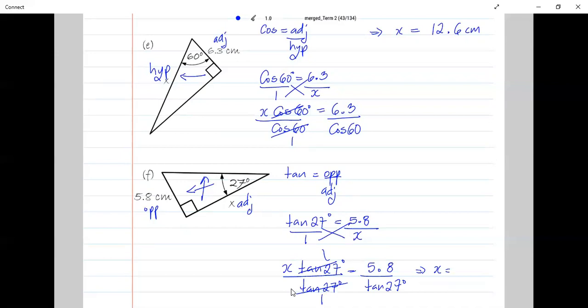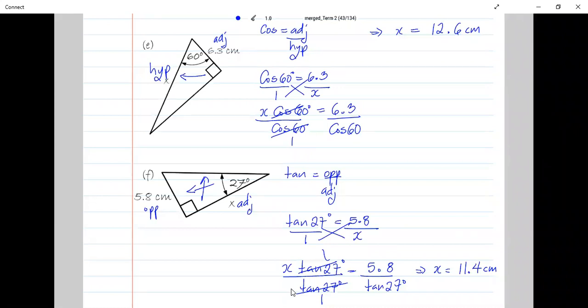5.8 divided by the tangent of 27. And so x is 11.4 centimeters to 3 significant figures. x would be 11.4 centimeters to 3 significant figures.